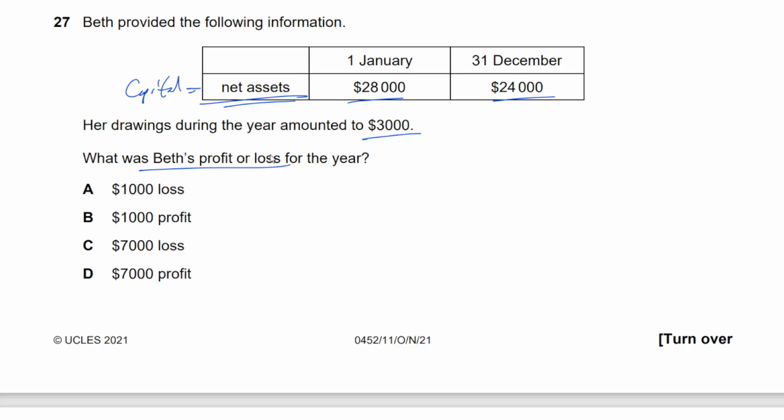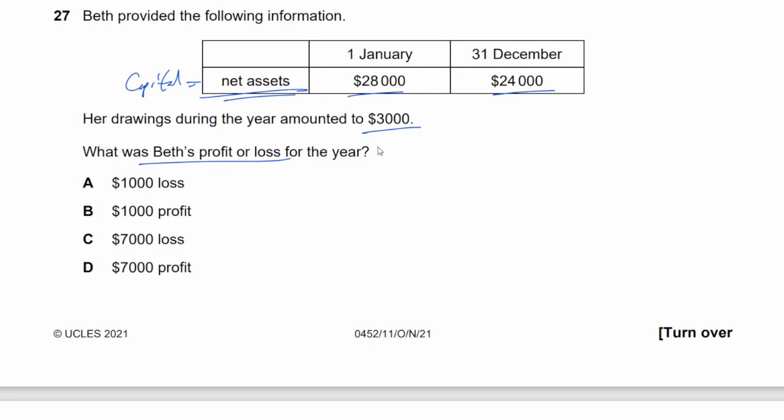If you watched my previous videos, I call a thing the magic formula, right? There's a little formula that goes on. So you start with the opening capital, 28,000. You add profit or loss, we don't know. You subtract drawings, and you get the closing capital. Let's just find x. It's going to be 24 plus 3 minus 28. That's negative 1,000. When the answer is negative, it tells us it's a loss, 1,000 loss, right?